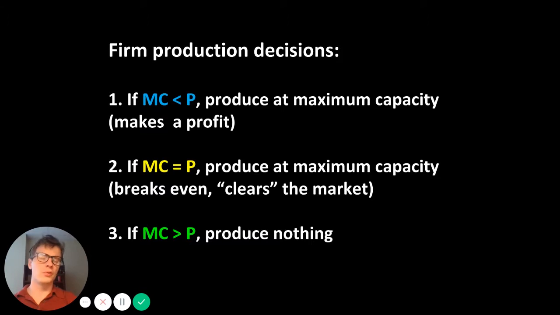Anytime where you see the marginal cost of a plant's production of electricity is lower than the price, that means that the plant should produce at a maximum capacity because it will be making a profit. If you see that the marginal cost is equal to the price, that means that the plant should probably still be producing at maximum capacity, but it basically will break even because it will be setting the market clearing price. And then if the marginal cost is greater than the price, then the plant will produce nothing.